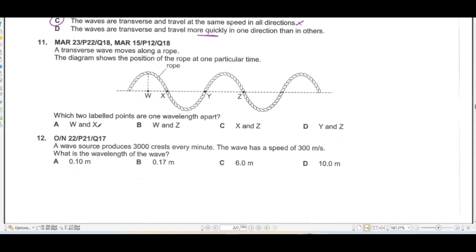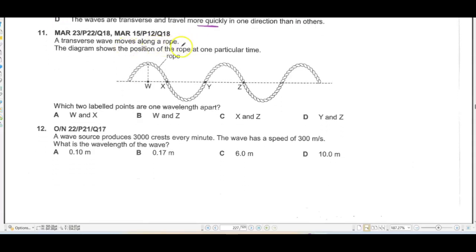Okay, 11. A transverse wave moves along a rope. The diagram shows the position of the rope at one particular time. Which two labeled points are one wavelength apart?